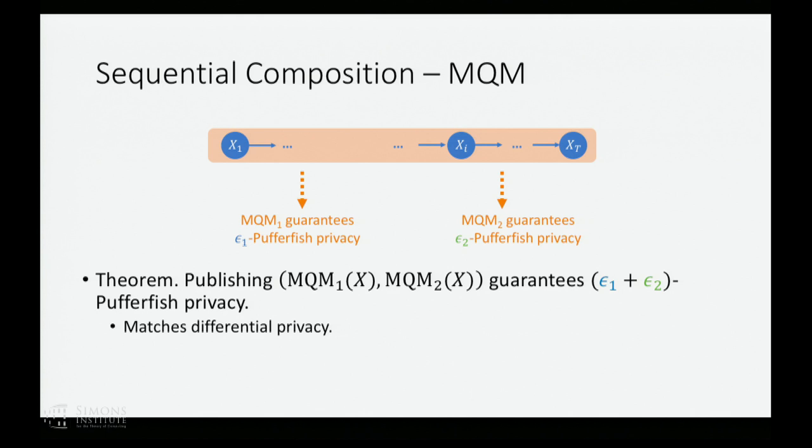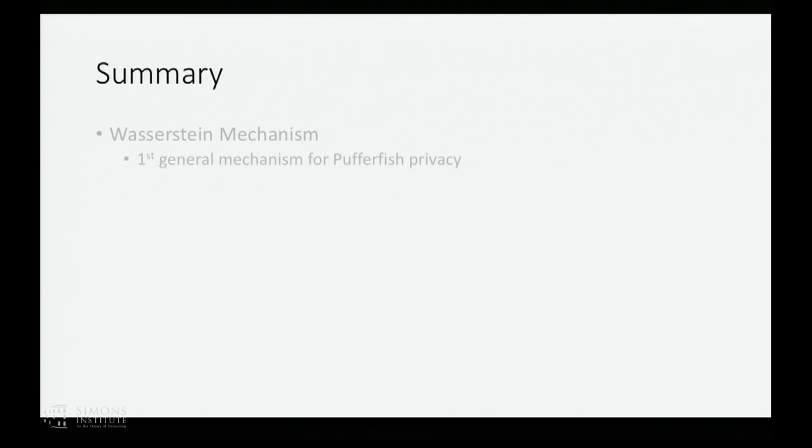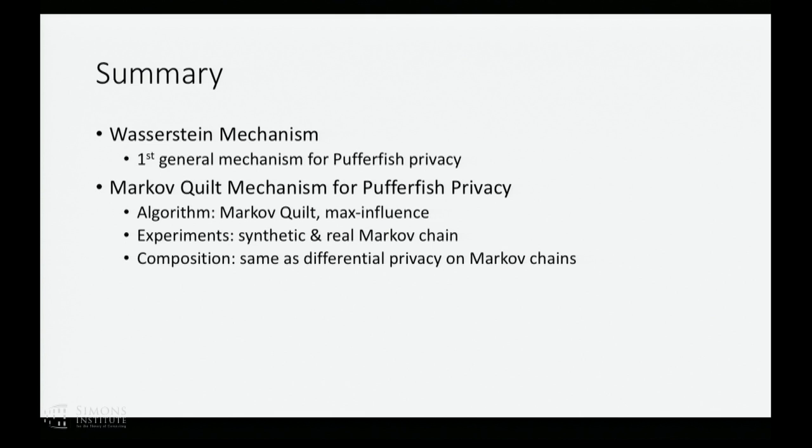We believe these composition properties can make MQM more useful and more attractive in real applications. As a summary, I have talked about the two algorithms we proposed. The first is called the Wasserstein mechanism, which is the first general algorithm for pufferfish privacy. And the second is the Markov quilt mechanism, including the Markov quilt and max influence we defined to capture the properties of a Markov chain. I also showed some experimental results on synthetic and real-life Markov chains, and also showed the composition property of MQM, which matches the result for differential privacy.